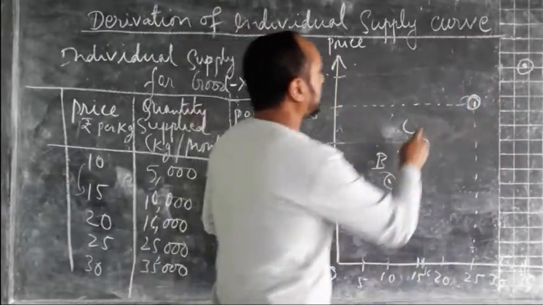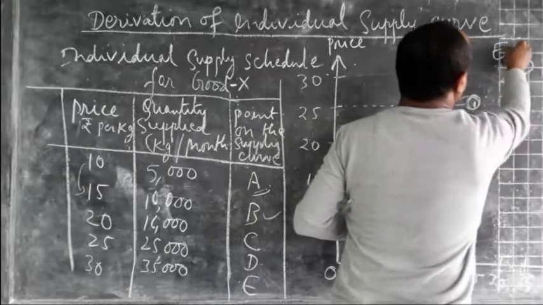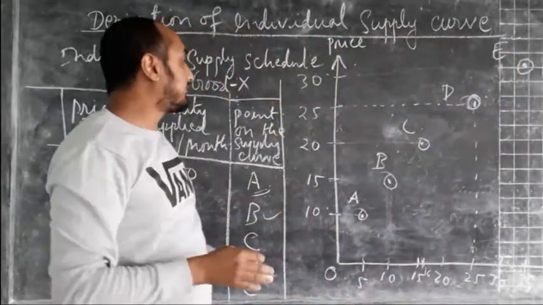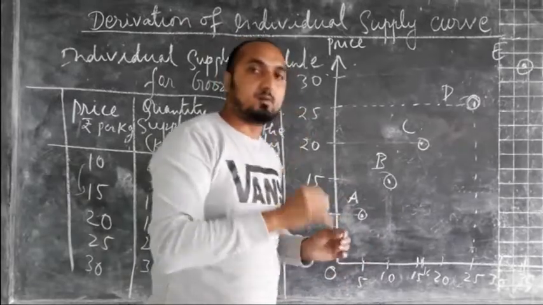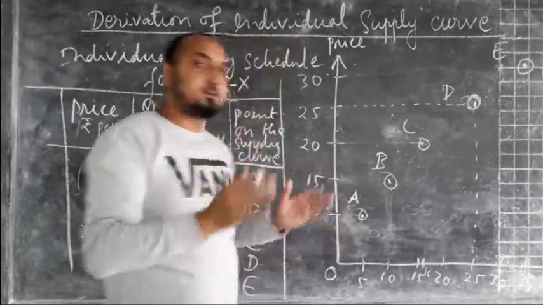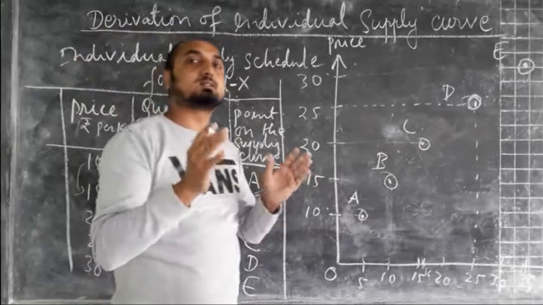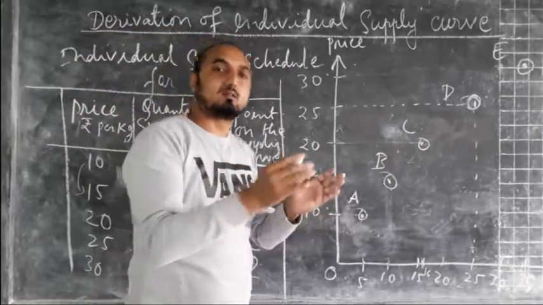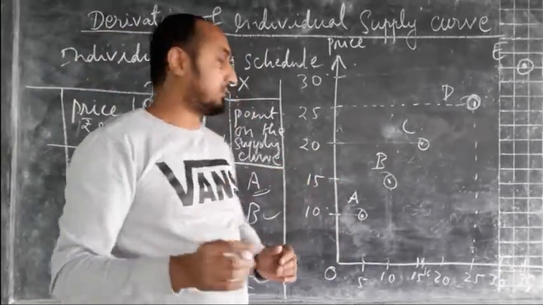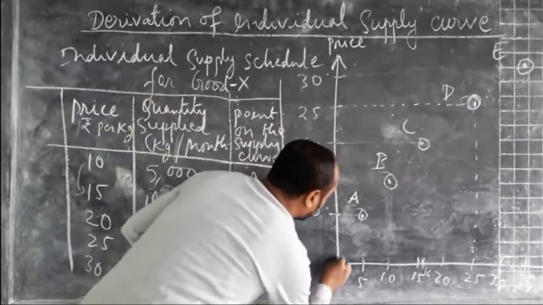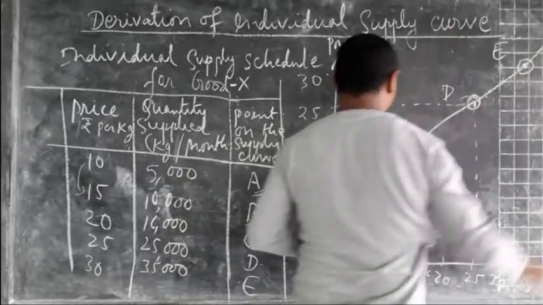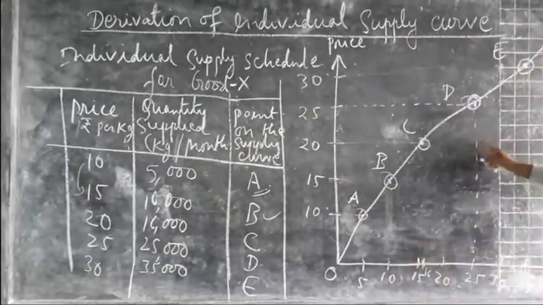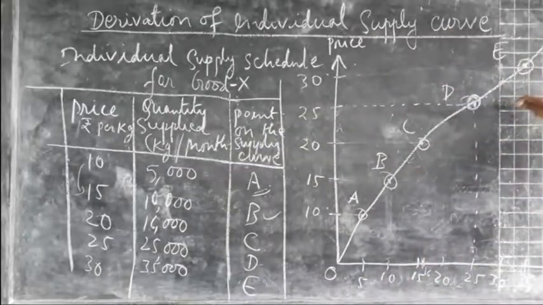Now this is your point D and this is point E. So after plotting all the points, we have to join these points by a line. Whatever line we get will be the shape of the supply curve, or that is the derivation of the supply curve. So we'll start from here. We'll join all these points. Whatever upward sloping supply curve we get, that is our individual supply curve.